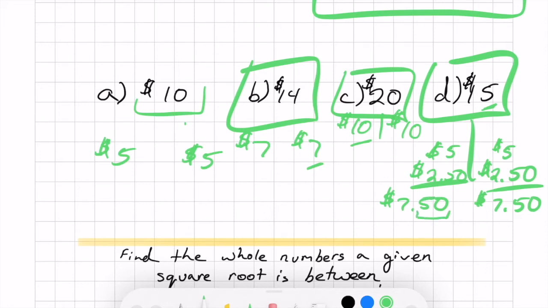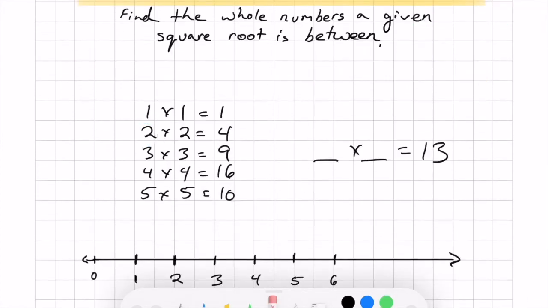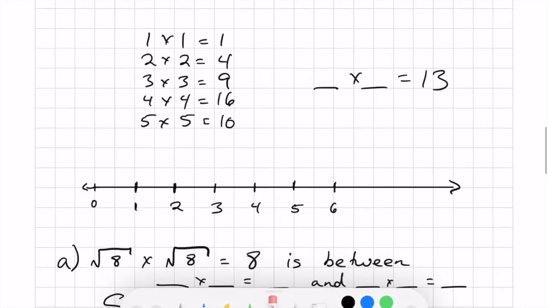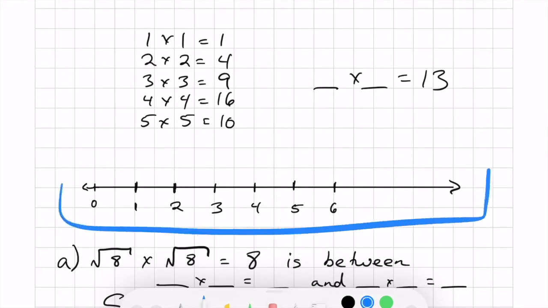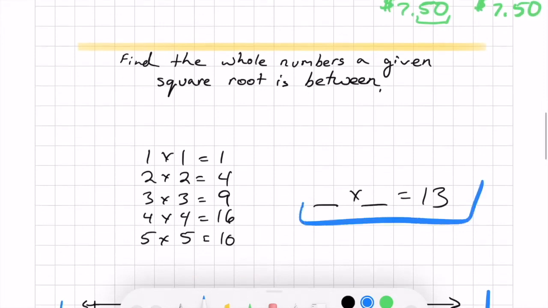Now, what does this have to do with finding square roots? All right, now I'm going to find the whole number that a square root fits between. So what do I mean? I mean, like on a number line here, where are these non-whole numbers going to fit on the number line in between the different numbers? Okay, so the non-perfect squares, that's what we're looking at. So if I have 13, I know that there's 2 numbers that are going to multiply together to get 13.